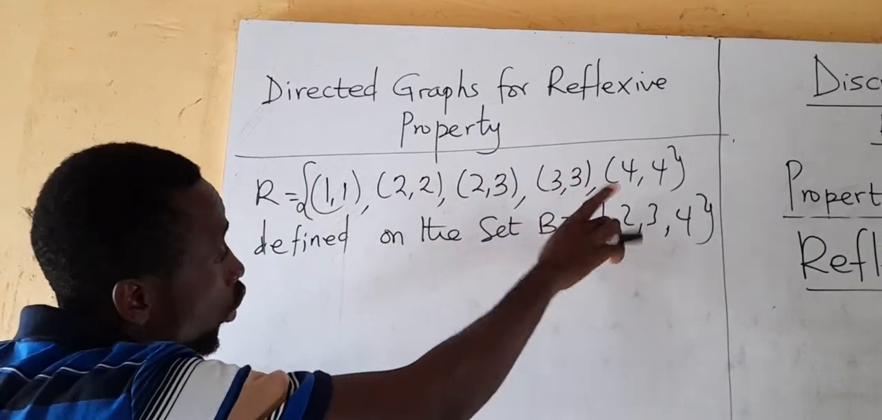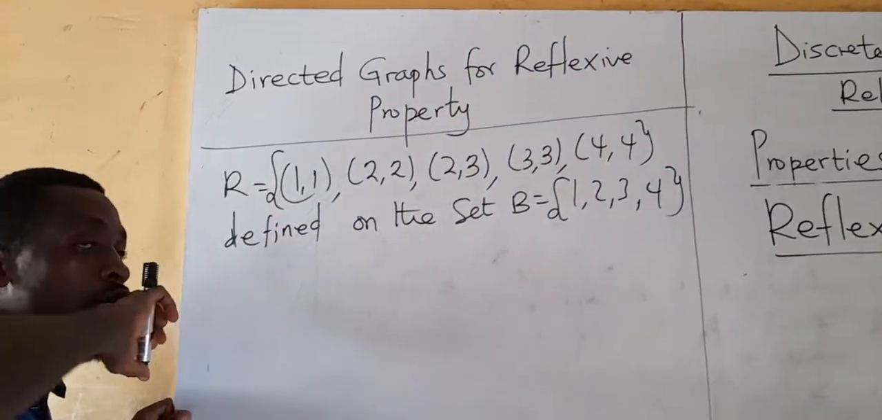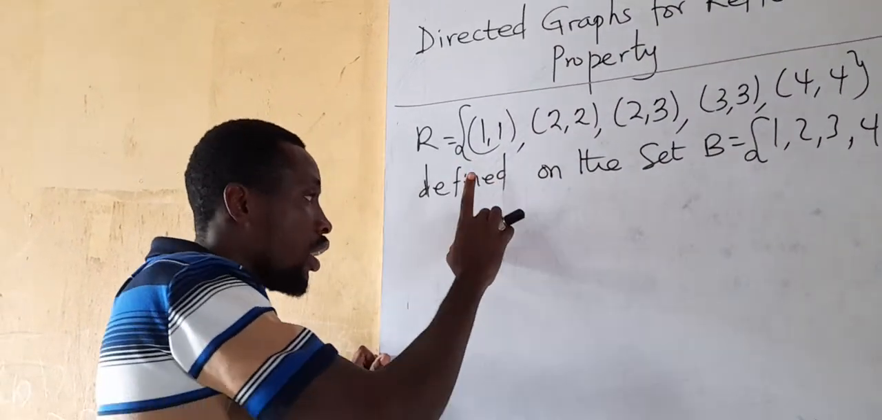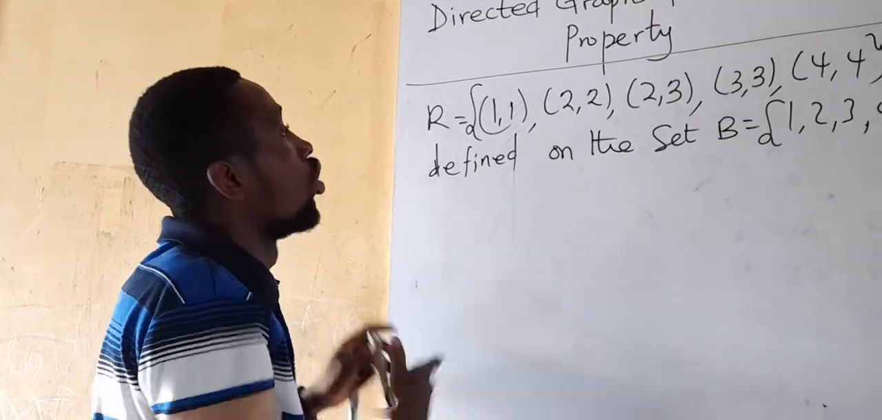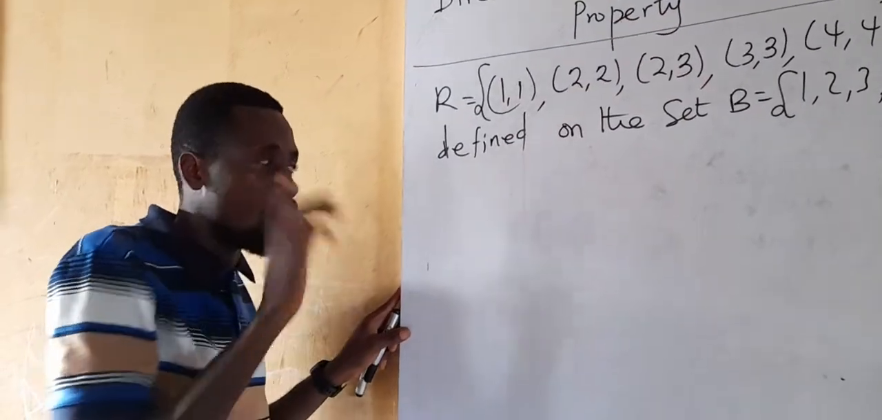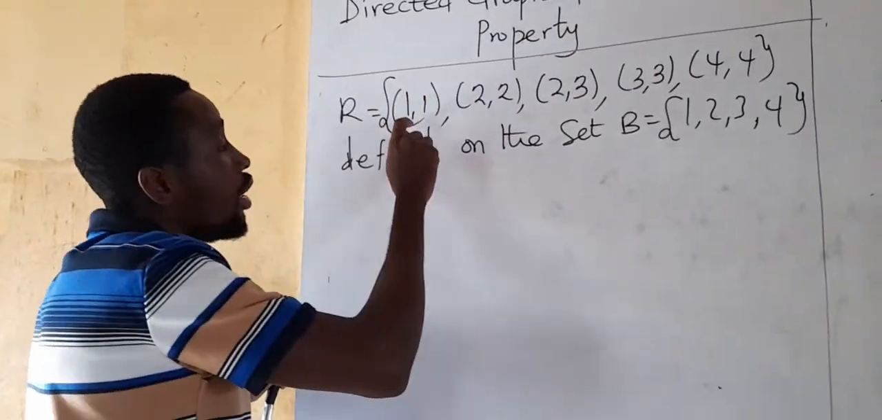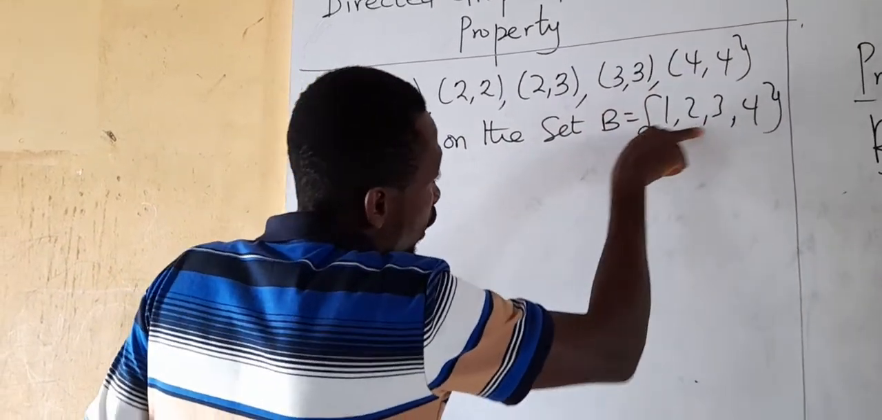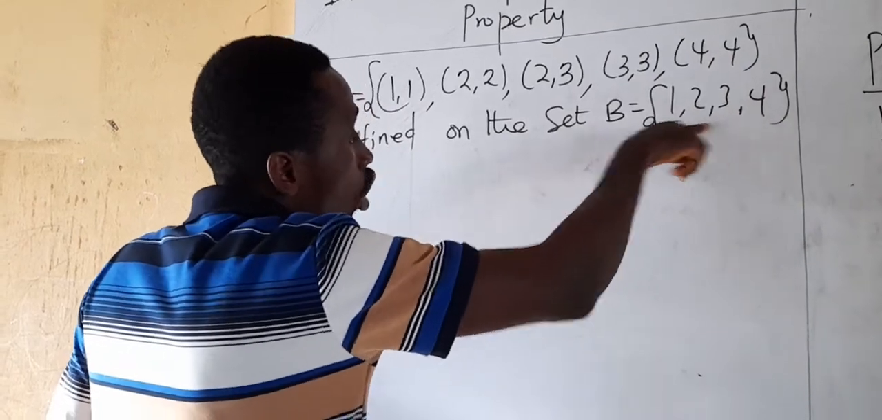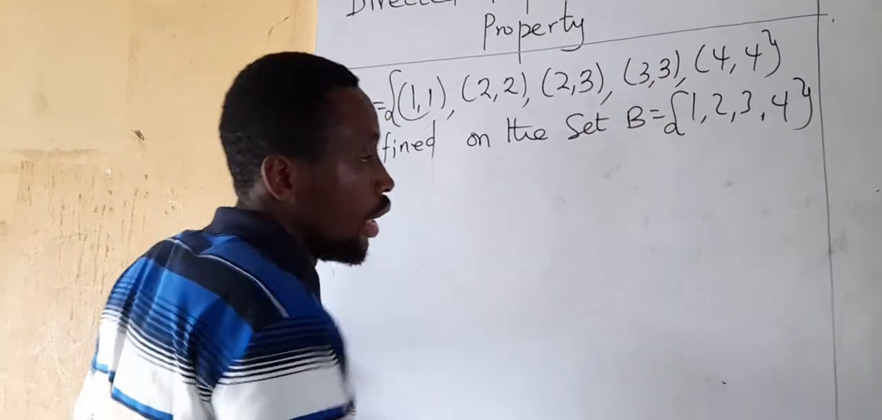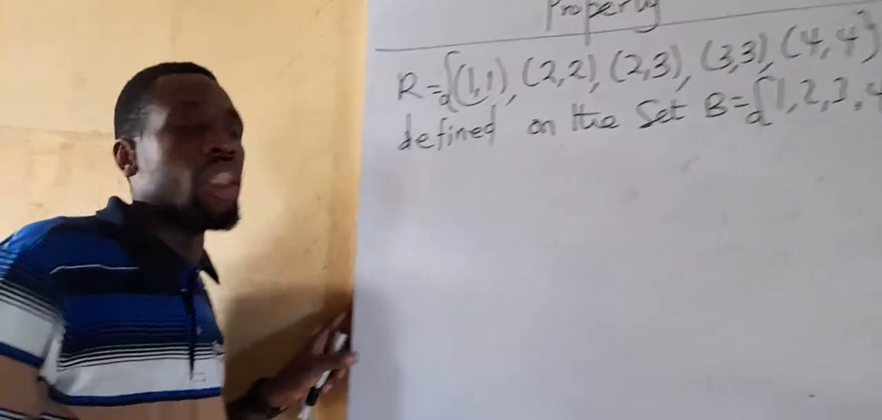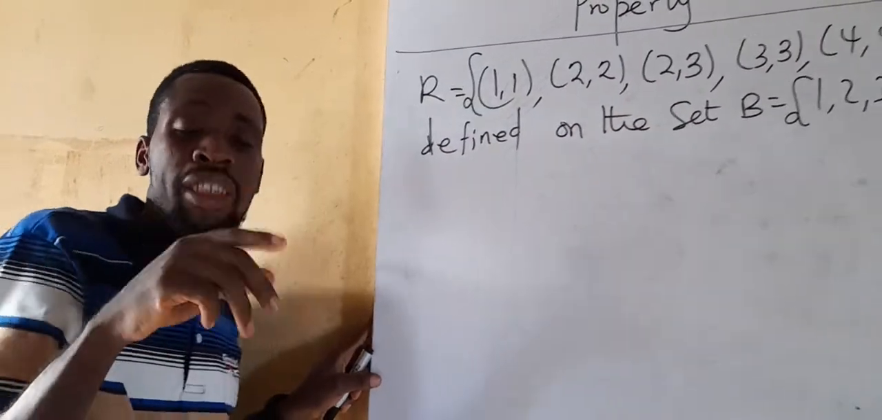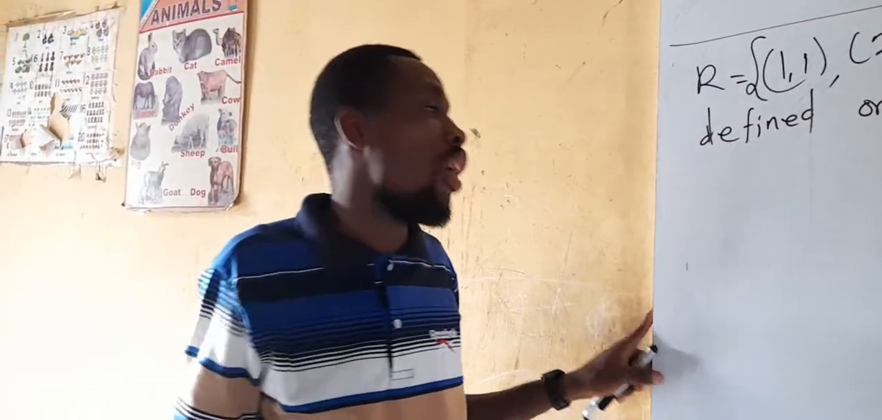Now we'll try to represent this relation on a directed graph and see how the graph looks. But first, let's determine whether this relation is reflexive, so that we'll know how the directed graph of a reflexive relation looks. 1 relates 1, 2 relates 2, 3 relates 3, 4 relates 4. All the members of this set relate to themselves, so the relation is reflexive. Now let's represent it on a directed graph.